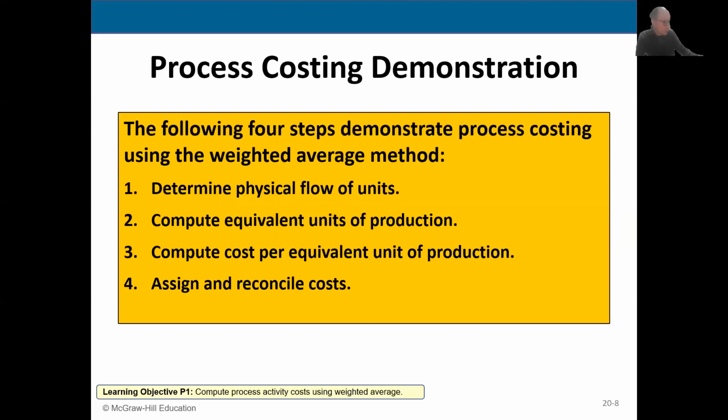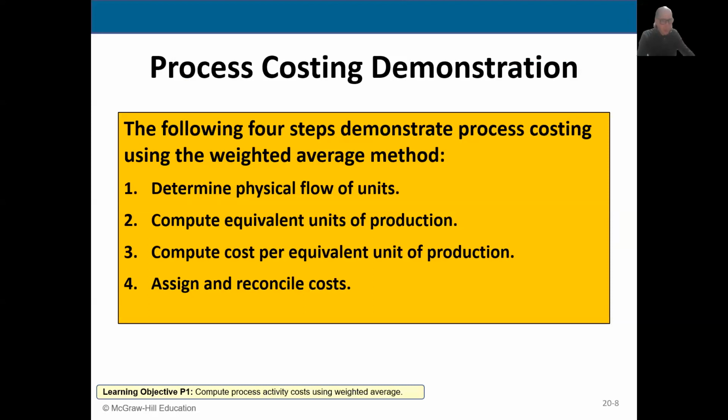For a bottle of water, it starts as raw materials, the empty bottle. It goes down the line to the filling department to fill the bottle of water. Then it moves into the capping department to put the cap on, then into the labeling department to put the label on, and then it goes into finished goods, right? Follow the physical flow of the product. That will help you to determine the weighted average cost.